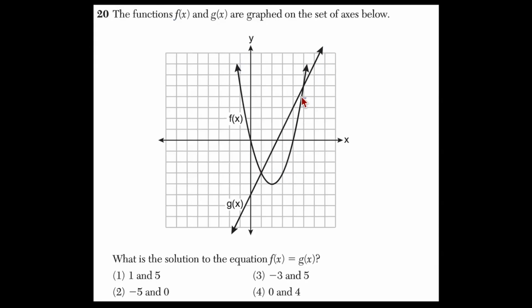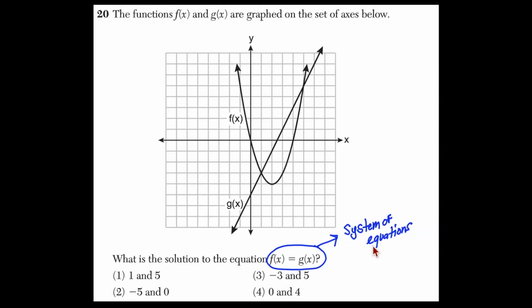They're both graphed on the same axis, right? f of x, it looks like, is the parabola. g of x is the line. Now, what is the solution to the equation f of x equals g of x? Anytime I see this, this is a red flag that tells me that I'm looking at a system of equations, and I want to figure out what the solution is to that system of equations.